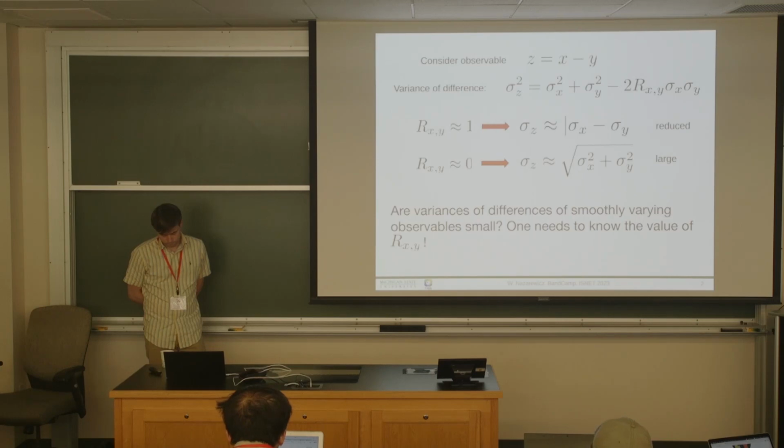So sigma x, sigma y are defined always positive here, right? Right, that's right. But I'm just curious about what happens when Rxy is -1. Then I think sigma z is going to be sigma x plus sigma y.